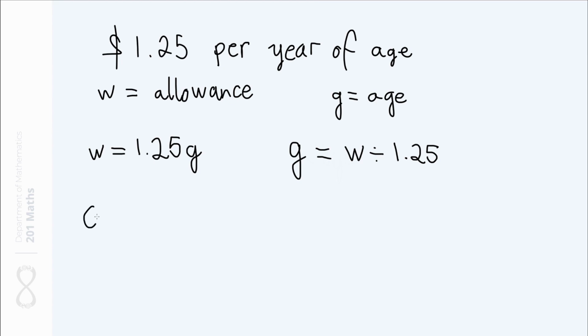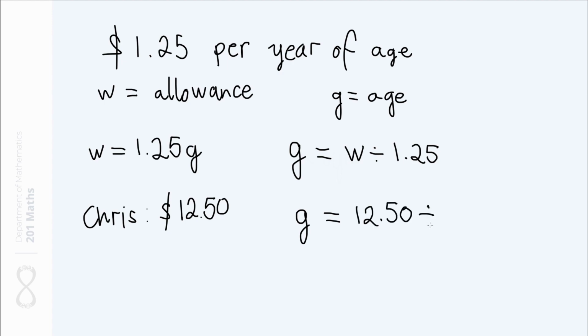So let's just write here that Chris gets $12.50 per week. And the equation we use is this one. Again, the value that we are looking for stands alone on one side and all the rest is on the other side. So G is unknown, his age is unknown. We have G equals W. We know it's equal to $12.50. And we divide this by 1.25, which means that G equals 10. That is, for an allowance of $12.50 per week, Chris's age is equal to 10.